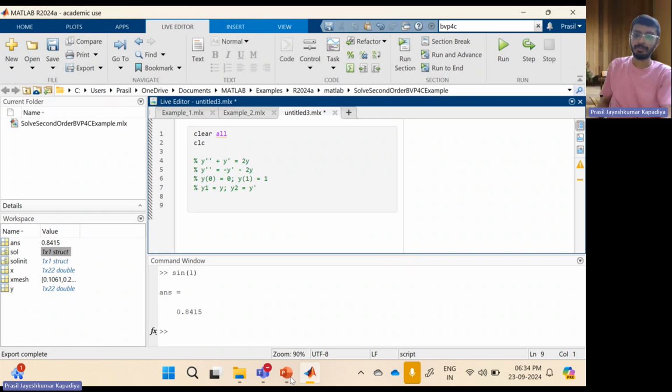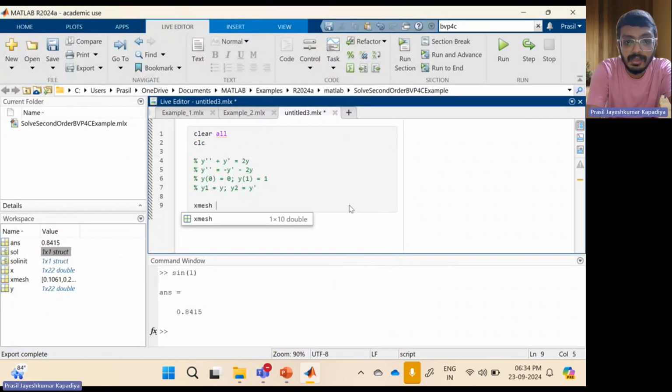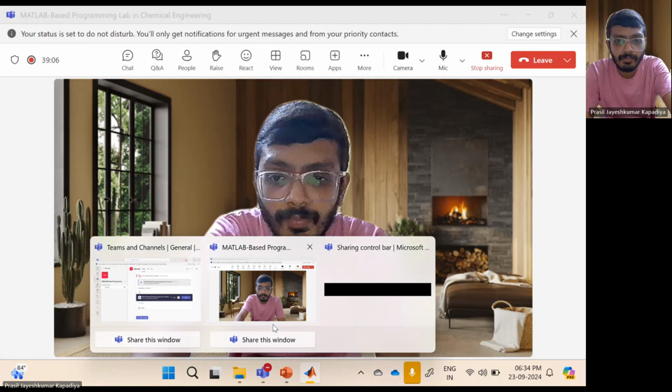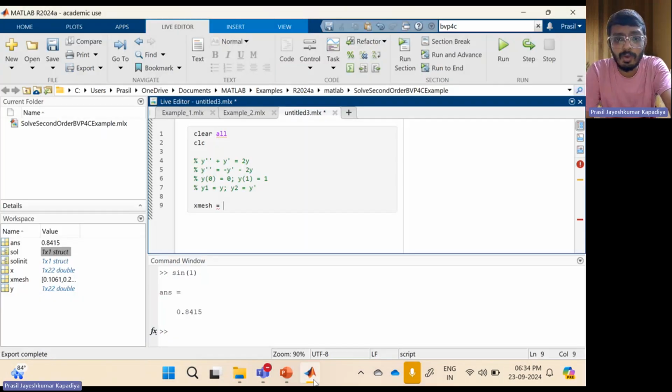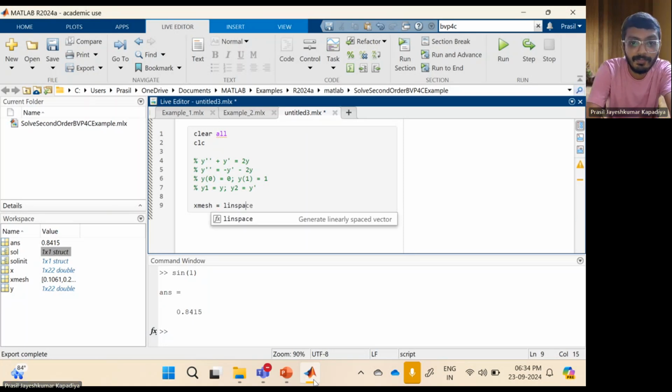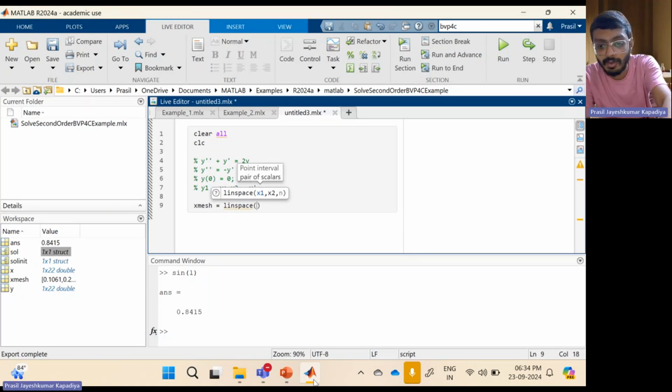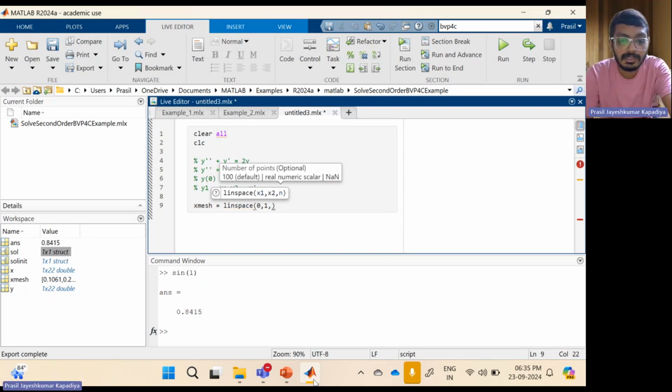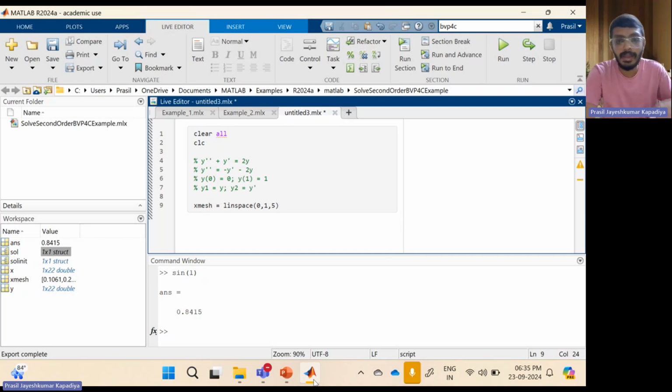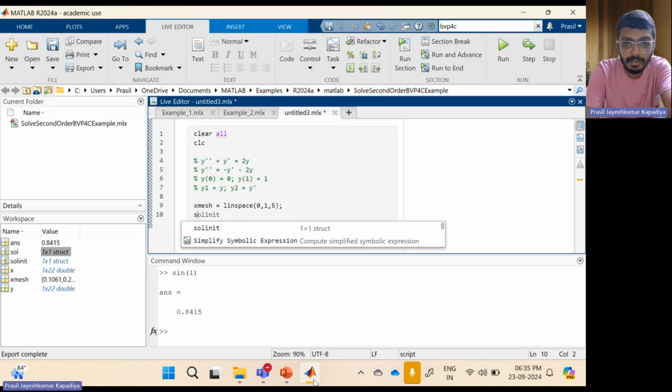Correct? So let's say my x mesh is equal to linspace of 0, 1. Let's say I'm just putting 5 points. So 0, 1, 5 points. My x mesh is created. And my next term is solve init.